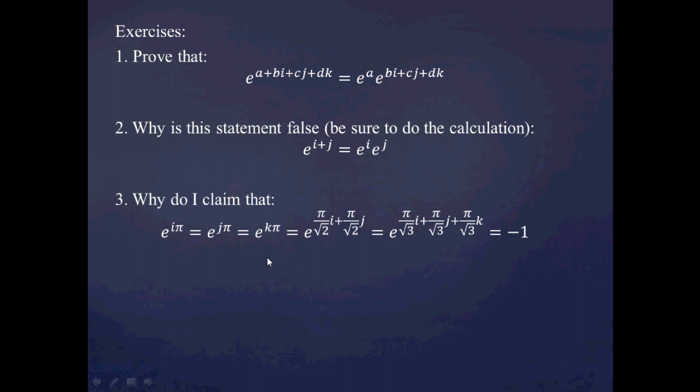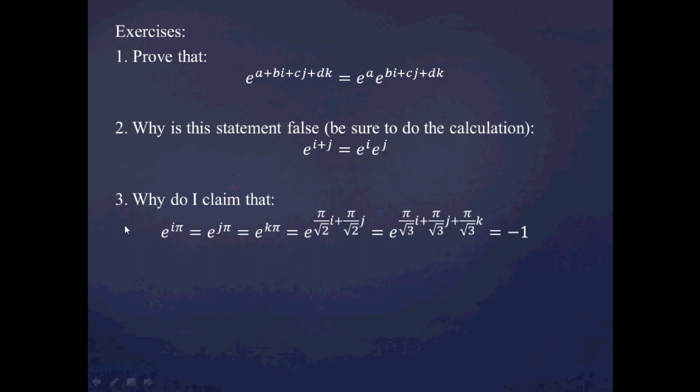Just a few practice problems, if you're really interested in this material. First, I ask you to show precisely what I claimed in the last slide, that I could break apart the scalar and the vector part like I normally do for exponentiation. Secondly, I ask you to convince yourself that the following statement is false. That is, that e to the i plus j is not the same as e to the i times e to the j. Make sure you do the calculation to convince yourself of that.